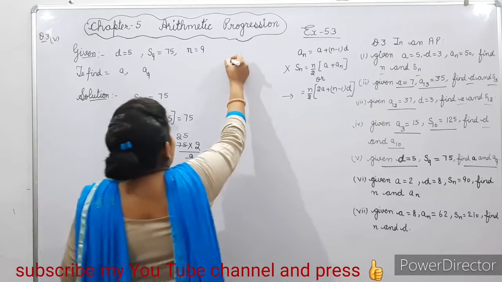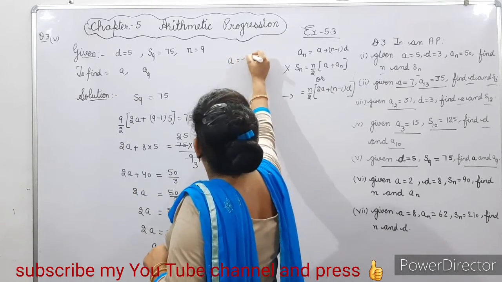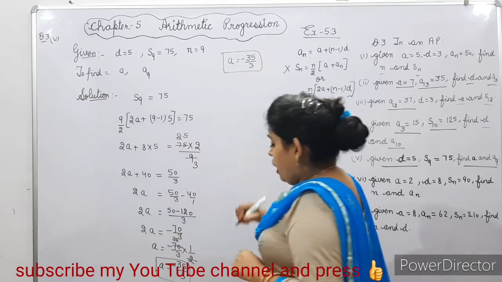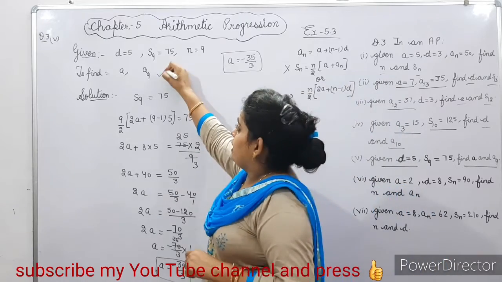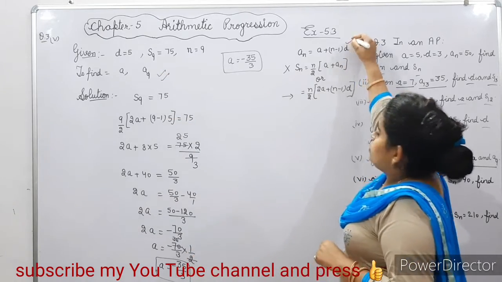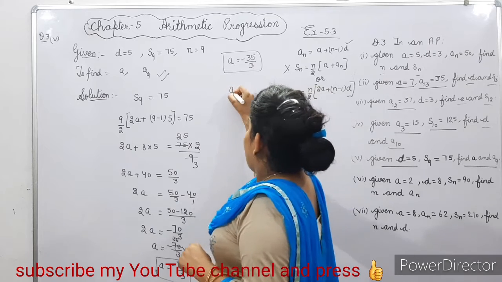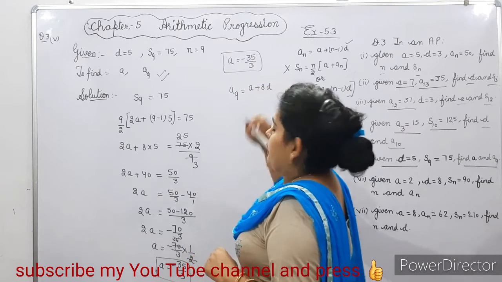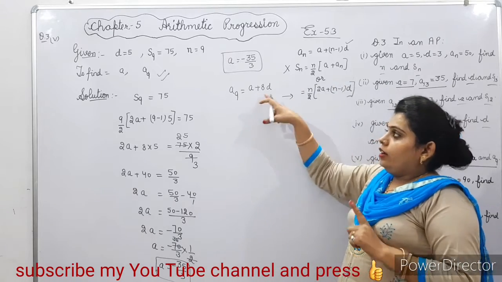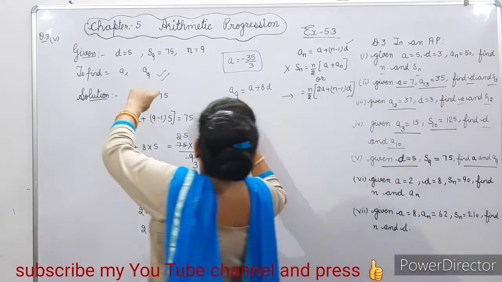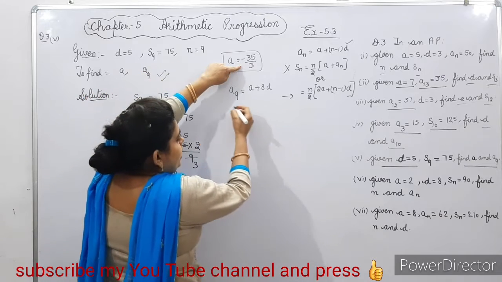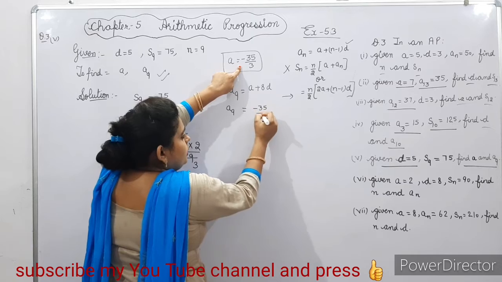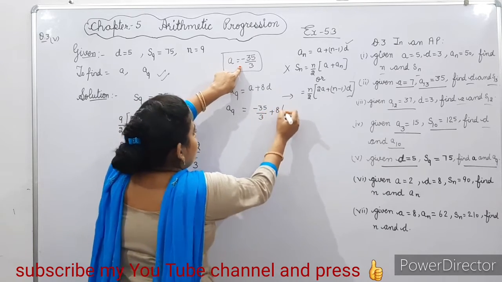What we have find? What we get? A is equal to minus 35 by 3. We get the value of A. Now what we have to find? We have to find this A9. So in this we will use this first formula. A9 will equal to A plus 8D. Now we have the value of A and we have the value of D. Simply we can find the value. This A9 will equal to minus 35 by 3 plus 8 into D.